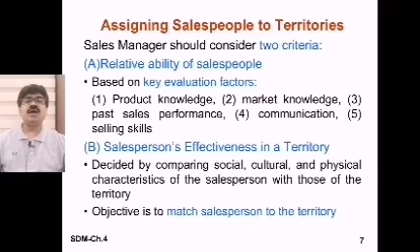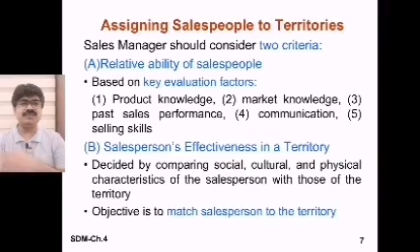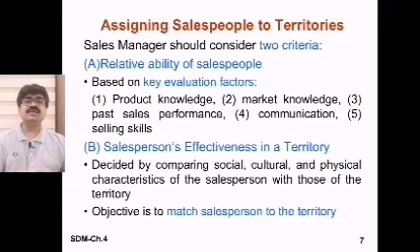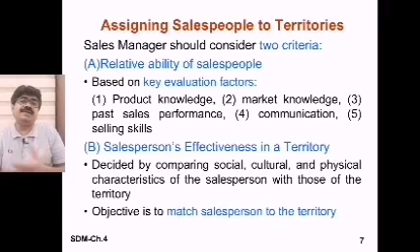Now, how do you assign salespeople to the territories? So you have the territories. Then how do you assign the salespeople? The sales manager should consider 2 criteria. The first one is the relative ability of the salesperson to sell. The second one is the salesperson's effectiveness in a territory. Let's have a look at the relative ability. First is the relative ability of the salesperson, because each salesperson's ability may be different.